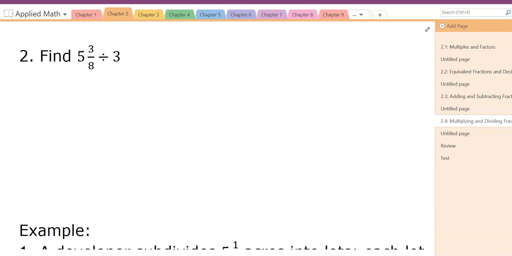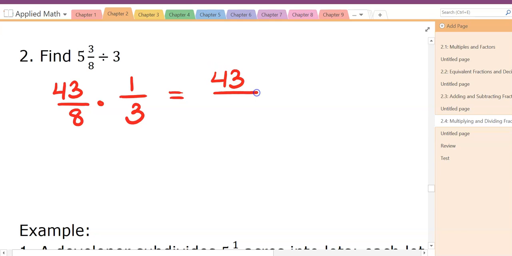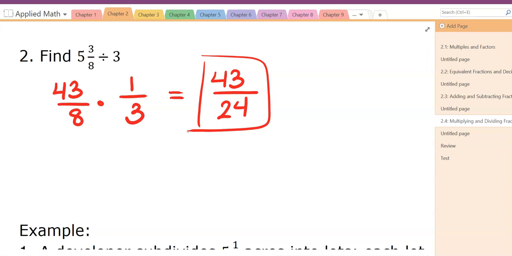So what would be 5 3/8 as an improper fraction? 43/8. Let's change this to a multiplication problem. What's the reciprocal of 3? Okay, we can't simplify anything here, so let's just multiply. So we're going to have 43/24. I'm okay if you guys leave it there. Like I said before, it's okay if you have improper fractions. You don't have to change it to a mixed number unless the problem asks you to do that. So I'm just going to leave it here for now.